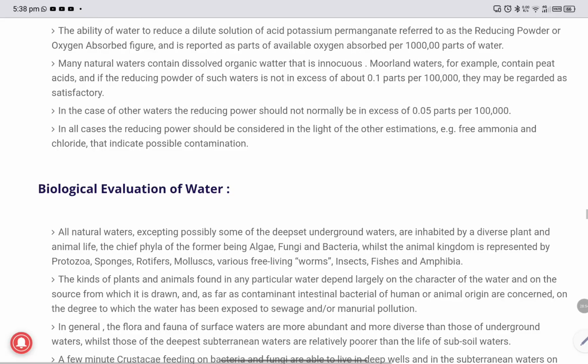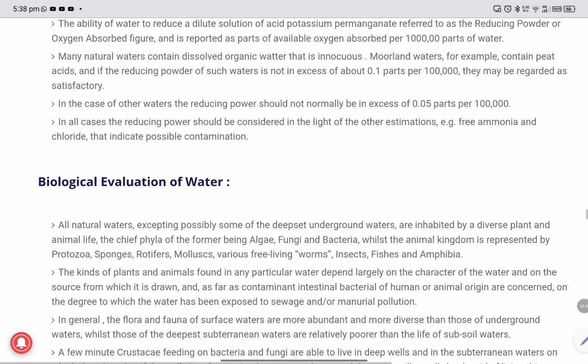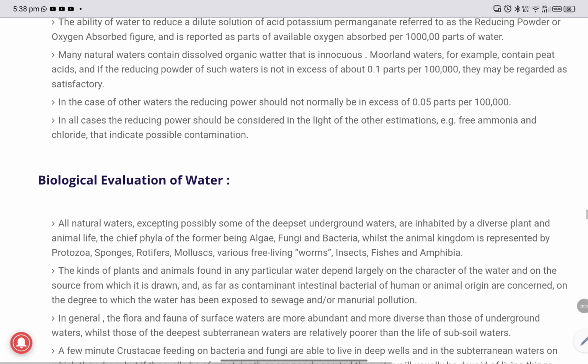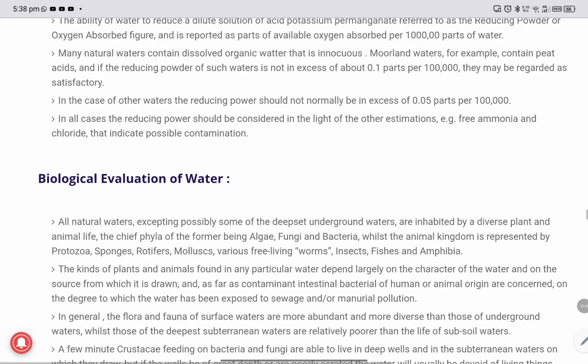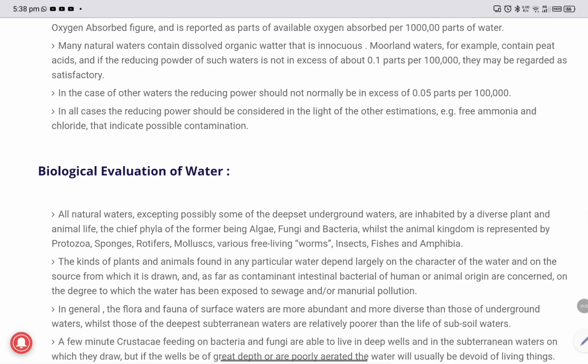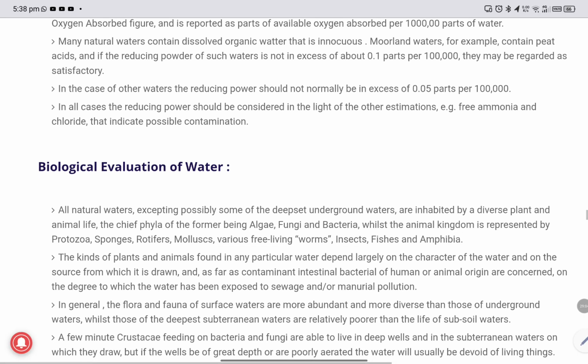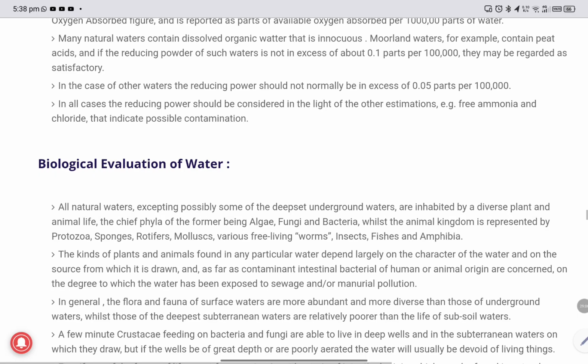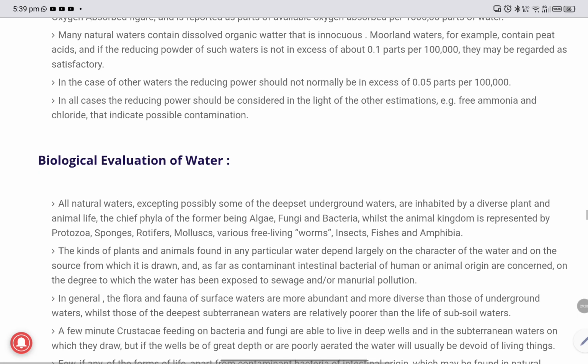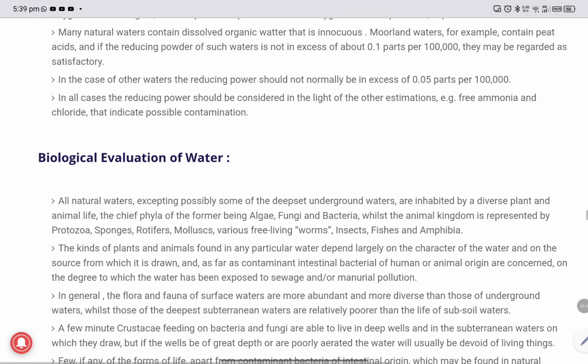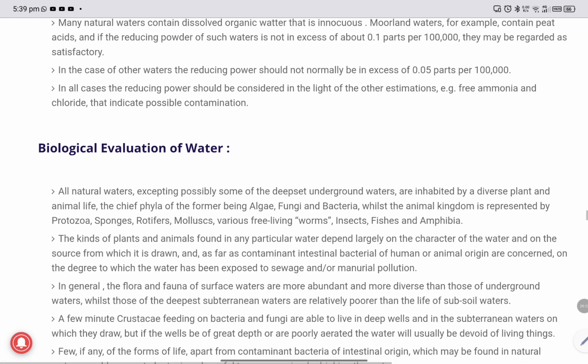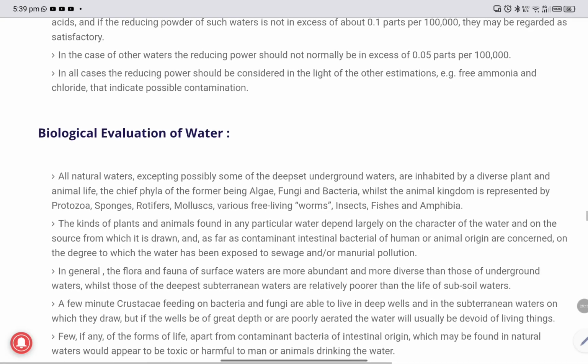In the case of other waters, the reducing power should not normally be in excess of 0.05 part per 1 lakh. In all cases, the reducing power should be considered in the light of the other estimations, for example free ammonia and chloride, that indicate possible contamination.